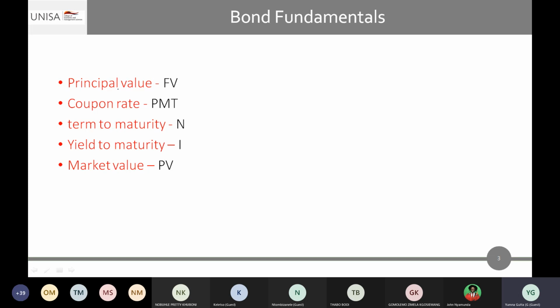So the principal value is the amount that the investor issued, right? So if someone borrowed 10 million rand from you, it's a 10 million rand bond. Normally, the future value and the principal value are always the same, because we'll be working with future value or par value. Principal value, future value, par value, all the same term. It's the face value of the bond, how much money was put into this bond, right?